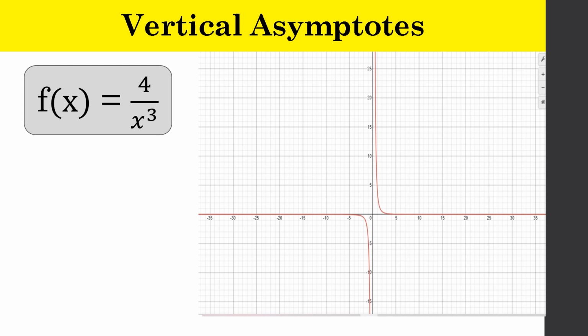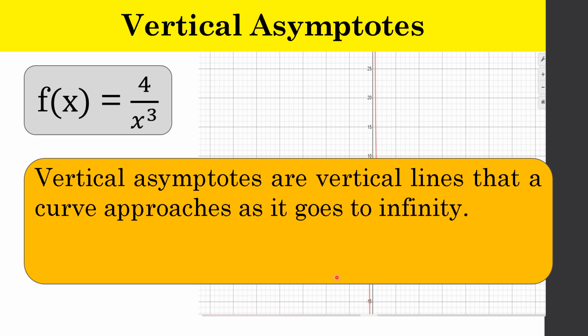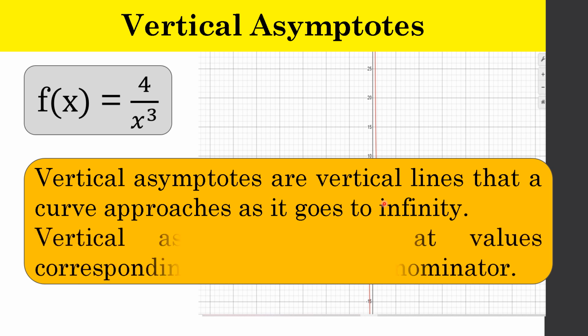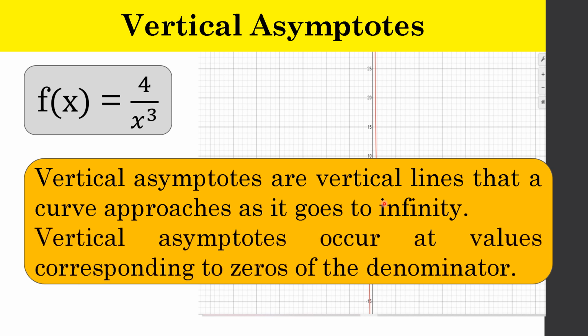So at this point, the presence of vertical asymptotes here, this is your vertical asymptotes, and this is also your vertical asymptotes. When we talk about vertical asymptotes, sa algebra, these are vertical lines that the curve approaches as it goes to infinity. In rational functions naman, vertical asymptotes occur at values corresponding to zeros of the denominator. And more formally, vertical asymptotes can be defined gamit po yung limits na pinag-uusapan natin kanina. So that is your vertical asymptotes.